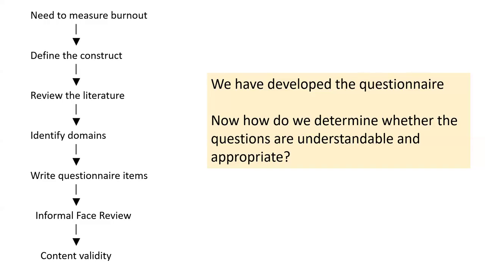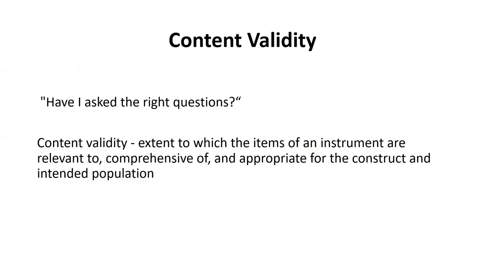So again, I'm repeating the same thing on the left. You can see the flow diagram which we have already seen. Once you have developed the questionnaire and you want to begin with content validity, that is, you want to determine whether the questions are really appropriate and are the correct questions to be included in the questionnaire. So for content validity, the chief question you are trying to answer is, have I asked the right question? Because in content validity, you are assessing the extent to which the items included in the questionnaire are relevant. There are three things you check in content validity.